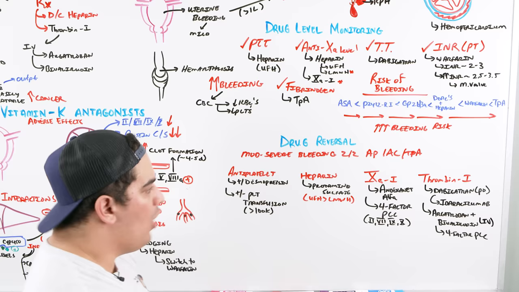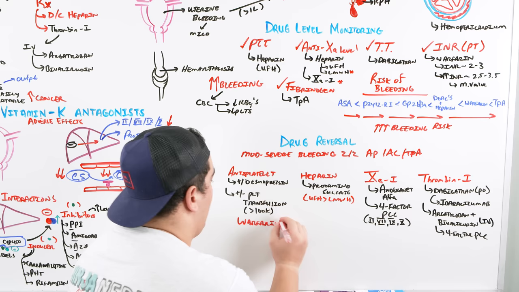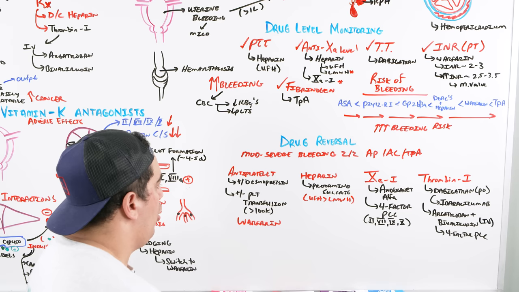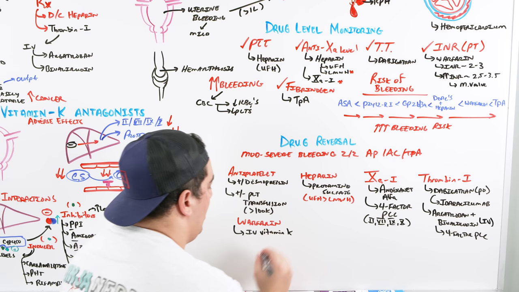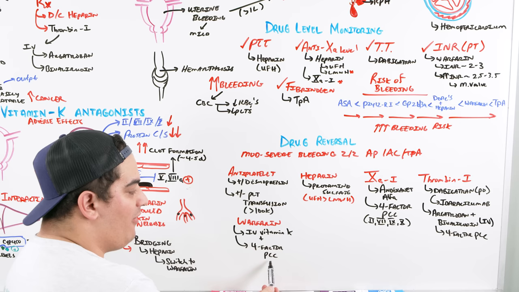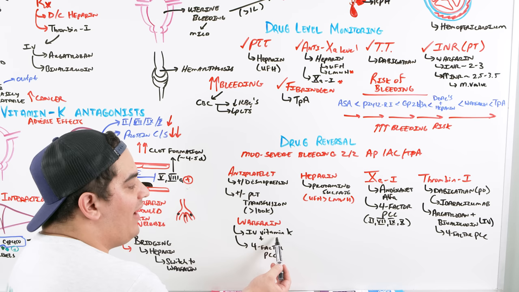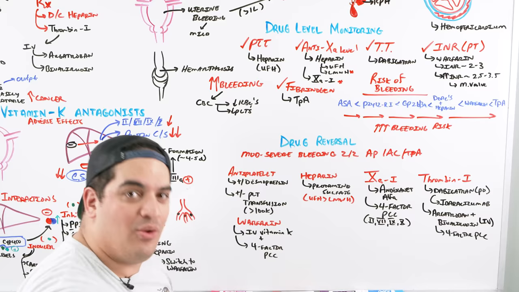Okay, warfarin, my friends. For warfarin, you give two particular drugs. One is IV vitamin K. And the other thing you give is 4-factor PCC. You give this because warfarin inhibits the production of functional factors 2, 7, 9, 10, so you actually give them 2, 7, 9, 10. Then IV vitamin K will replenish the vitamin K that's being inhibited by warfarin, so that over a 24-hour period and forward, you continue to make functional 2, 7, 9, 10, which is pretty cool.